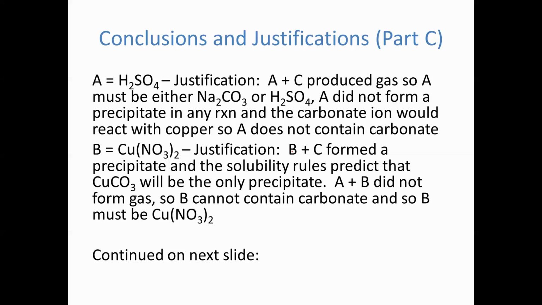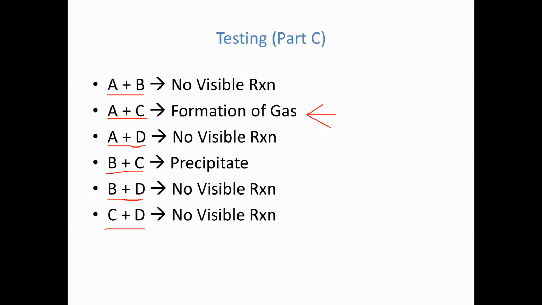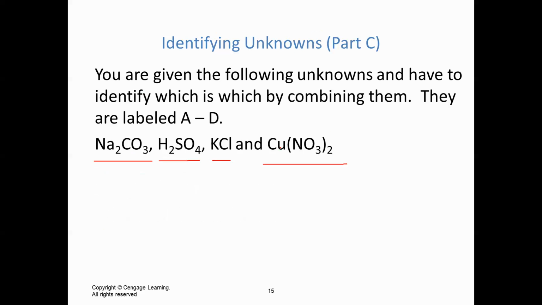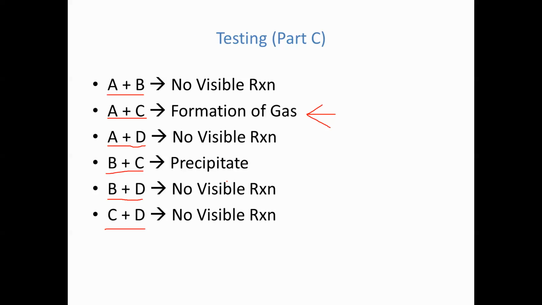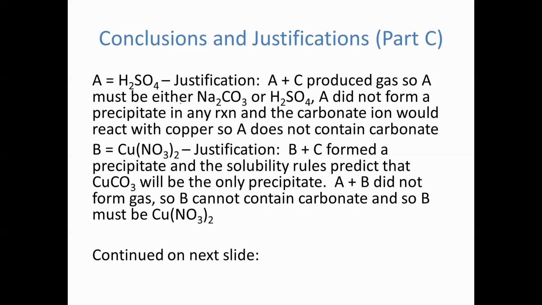So A and C, if we go back to the previous page, that formed a gas. Now there's only one combination that should form a gas, and that's going to be an acid with something with carbonate ions. So the acid and the carbonate should form CO2. We should see bubbling. So that means that A must be either sodium carbonate or sulfuric acid, given the fact that this reaction produced a gas. Now, how do we know which one's which?